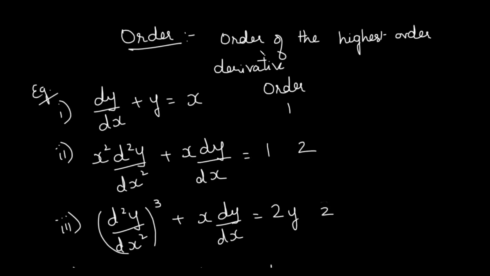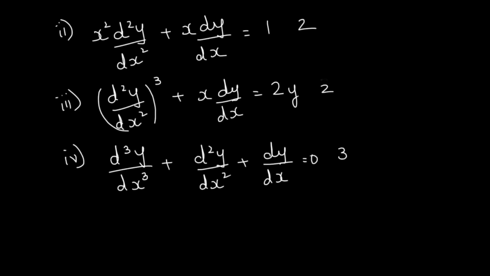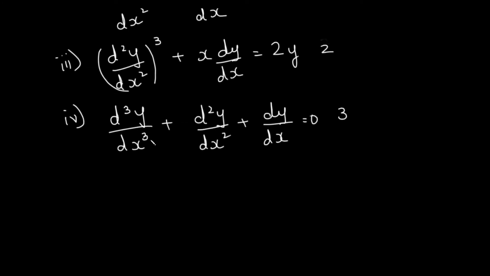Order of the differential equation is the order of the highest order derivative. So derivatives can be first order, second order, third order, etc. And the highest order which comes in the equation is known as the order of the equation. Then we also come to the concept of degree of a differential equation. A differential equation has two things: it has order and it has degree.